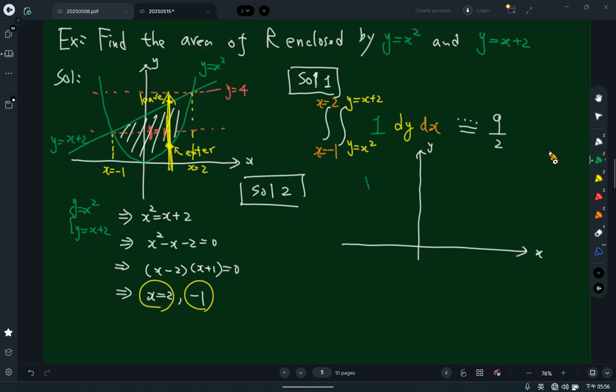Again, this is y is equal to s squared. This is y is equal to s plus 2. Then we know this is -1, this is +2. And here is y is equal to 1. And then this is y is equal to 4. Okay?